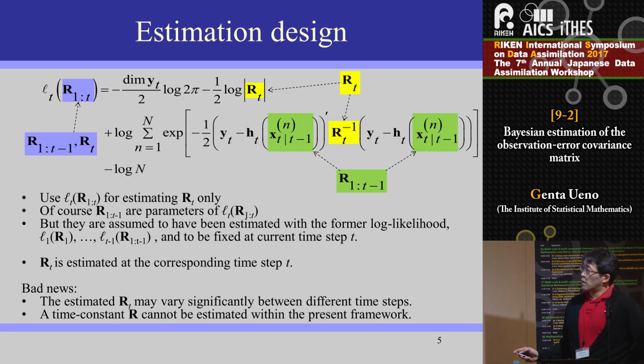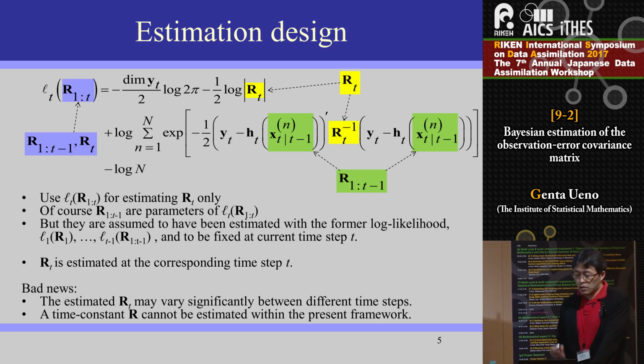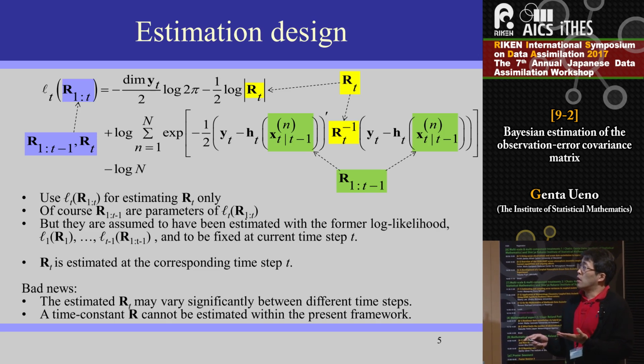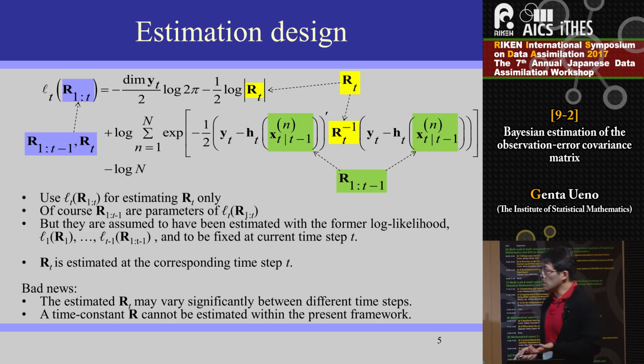Of course, there are two bad news. The one is that I estimate RT every time step, so the estimated RT may vary significantly between different time steps. And the other one is that the time constant R cannot be estimated within this framework because RT is estimated every time step of the observation.